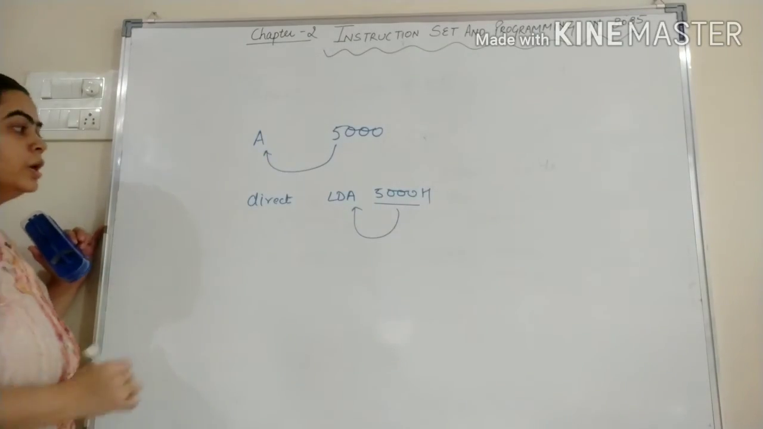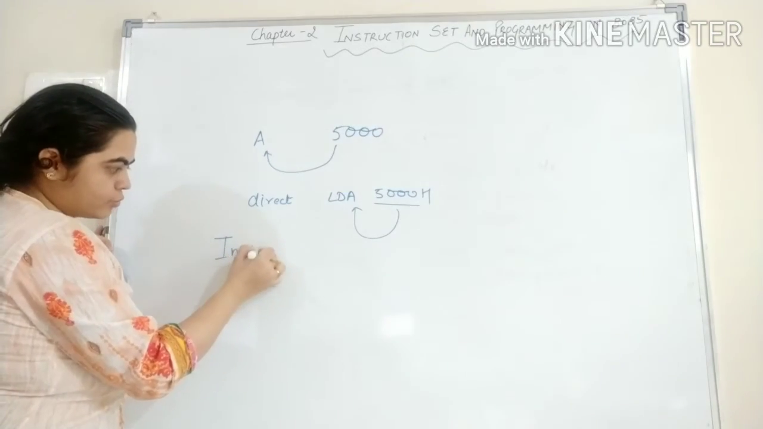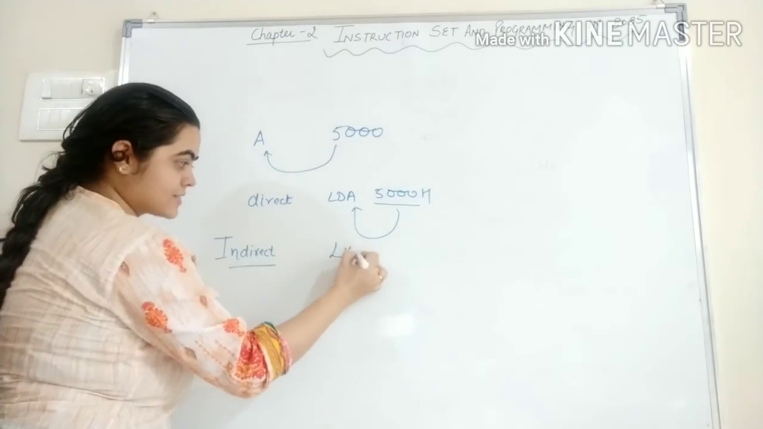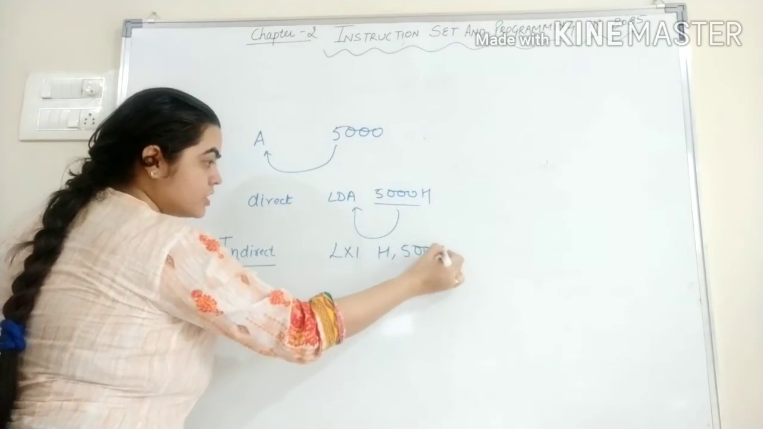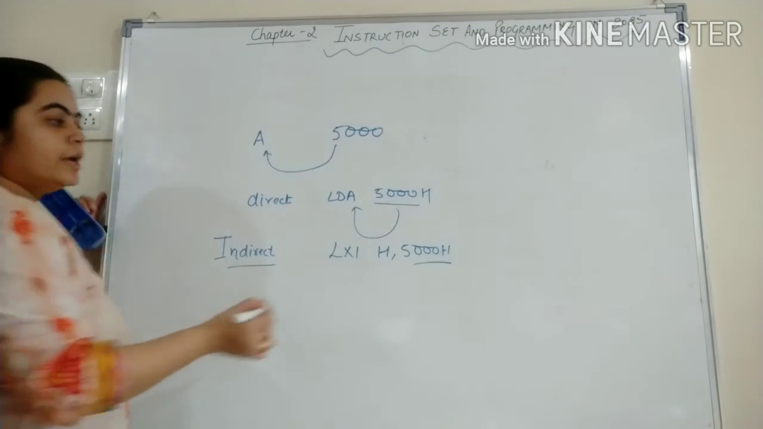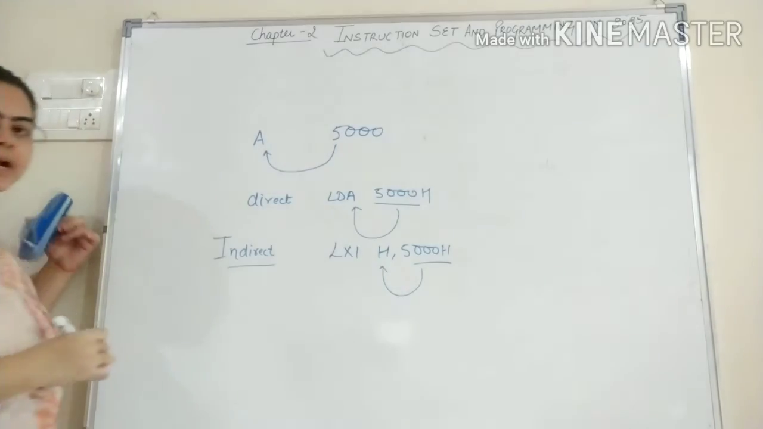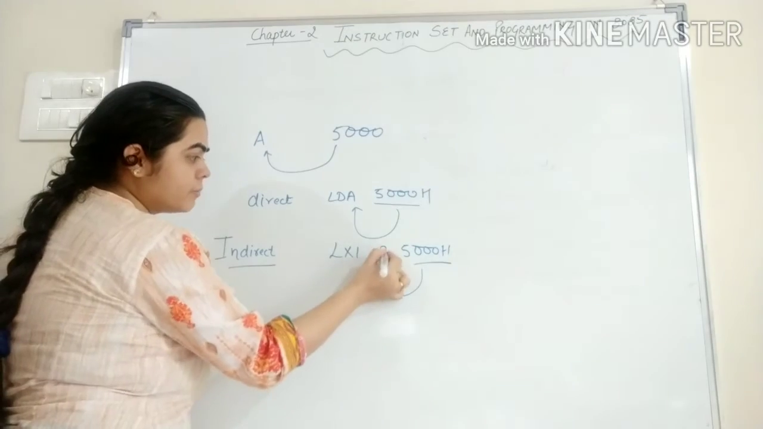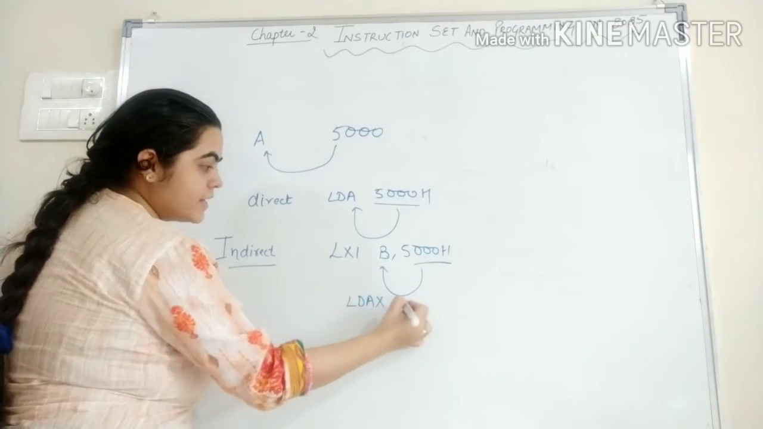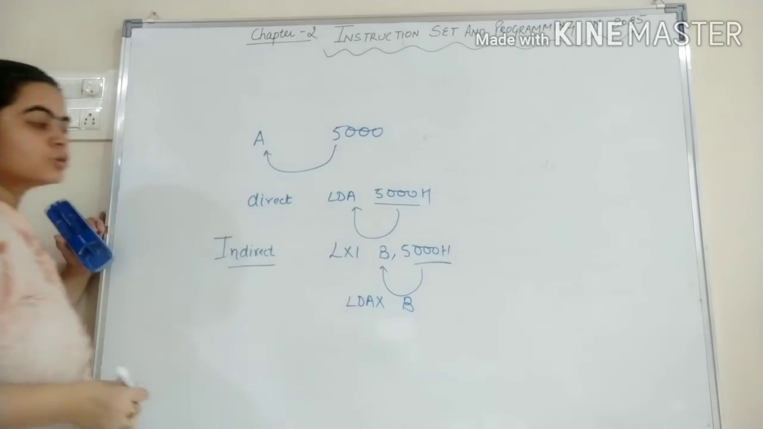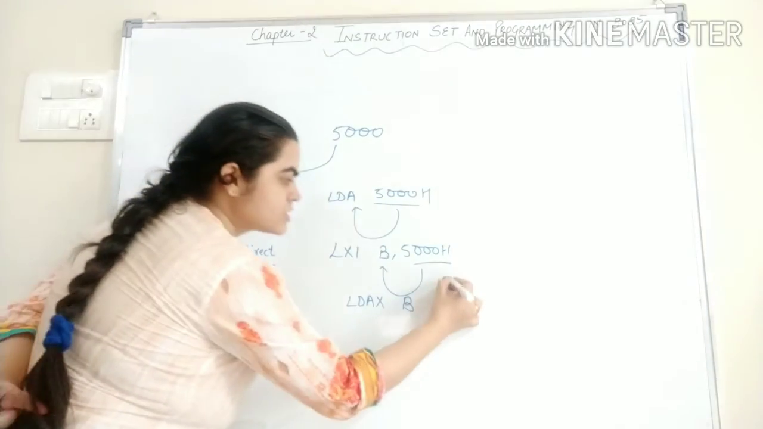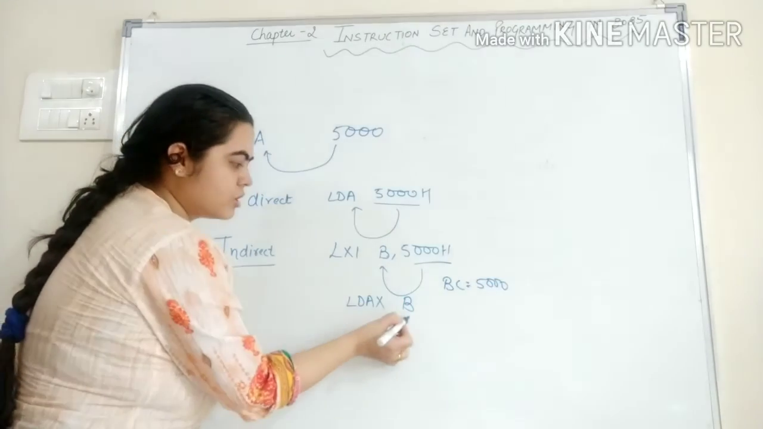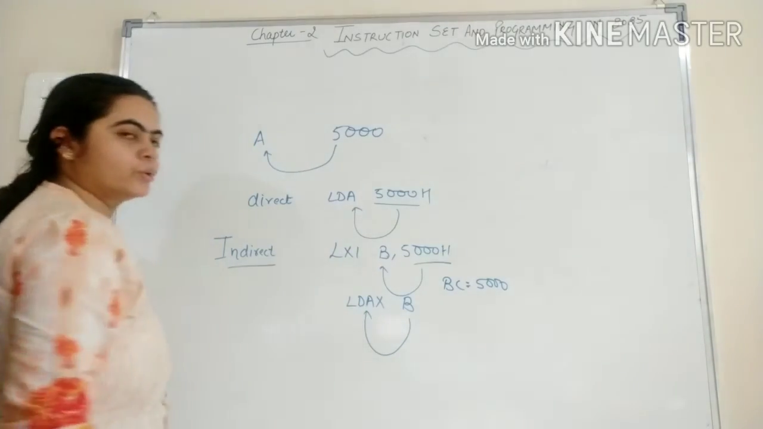Now if we are talking about the indirect addressing mode, what we can do is initially write LXI H, 5000H. So initially we load this 16-bit data into the HL pair, and after loading this data into the HL pair, we can write, suppose, LDAX B. So this instruction means the BC pair is loaded with 5000, that is 16-bit data, and from this memory location the data will now be loaded into the accumulator.